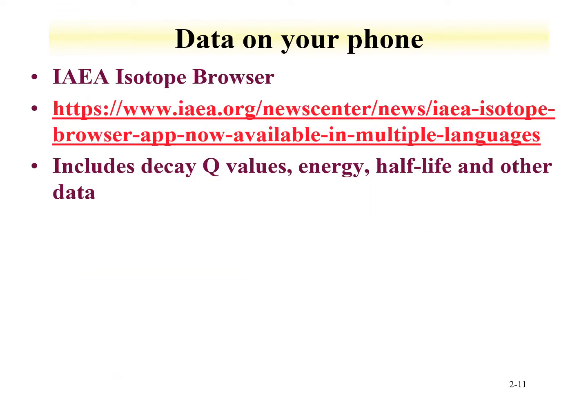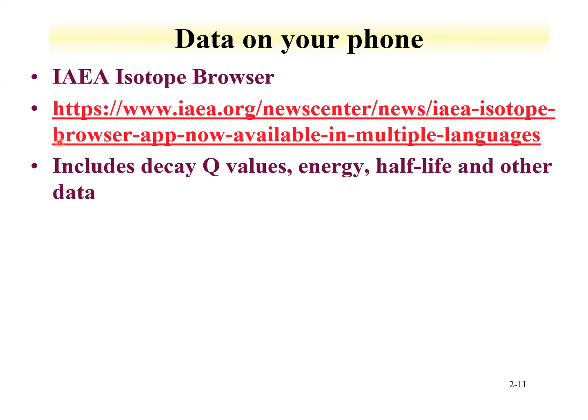Now the data that I showed you is available, the mass excess data, and if I know the mass excess data, I can actually calculate Q values for a number of different reactions. One area where you can find this information, as I already mentioned, is the table of the isotopes, where you can get some of the Q value reactions. But there's also something that you can get on your phone, the IAEA, International Atomic Energy Agency, Isotope Browser.